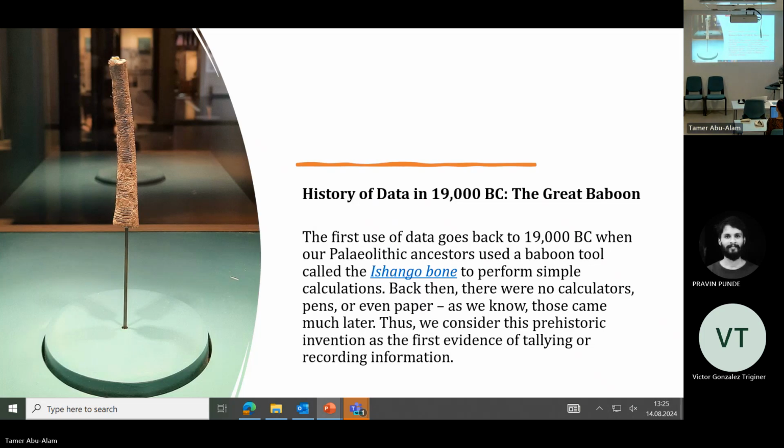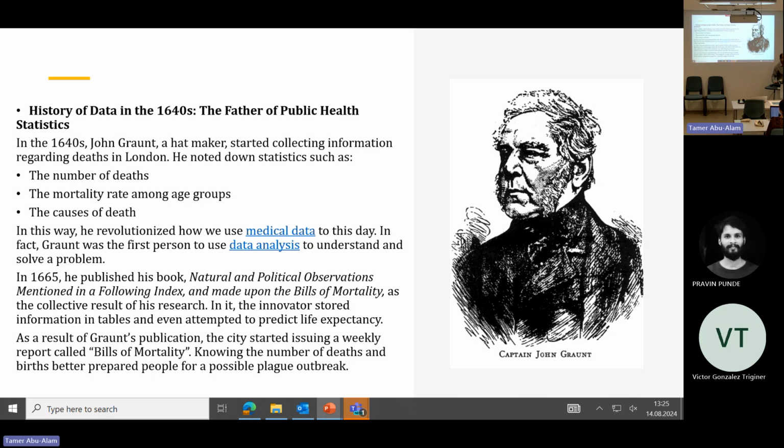This is just in detail. I don't think we need to go into it much here. The first data goes back to 19,000 BC, where they discovered this bone, and this bone is the first evidence of a person who tried to collect data. Then this is just more explanation about why we chose this timeline.